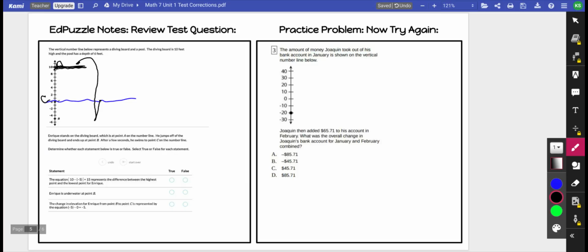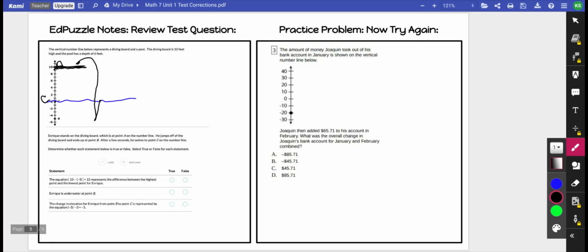whether each statement below is true or false. Select true or false for each statement. So the first statement, the equation, the absolute value of 10, so 10 is where he started, minus -5 because he went down below 5 feet, equals 15. So he traveled 10 feet above the water, and then he traveled 5 feet below the water. Is that true?